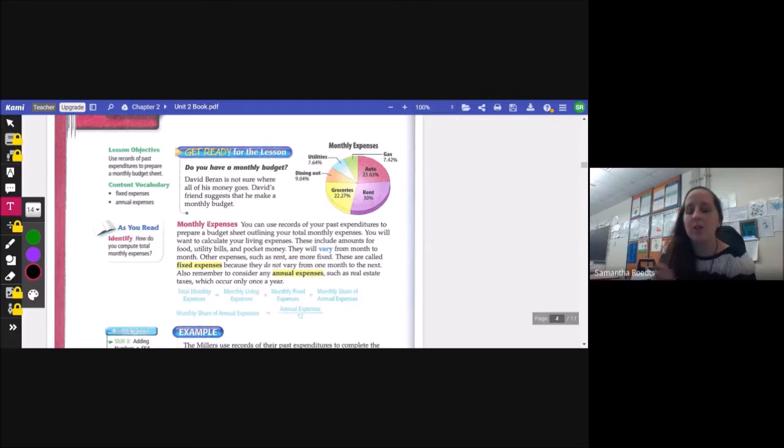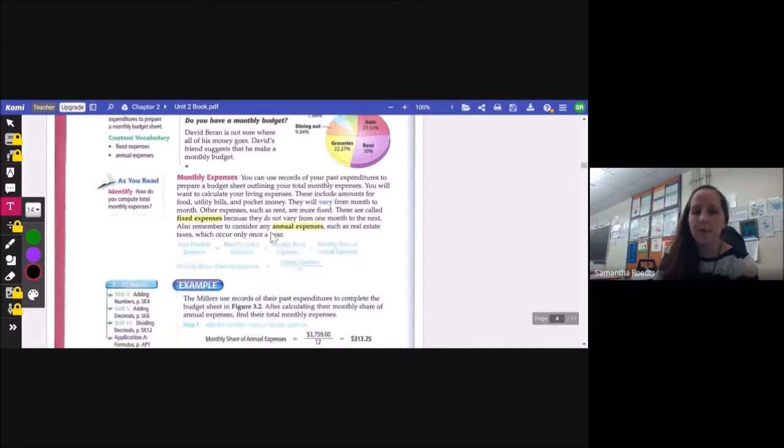You will want to calculate your living expenses. These include amounts for food, utility bills, and pocket money, and they will vary from month to month. So basically they vary, which means they're never the same every month, because you don't spend the exact same on groceries every single month.